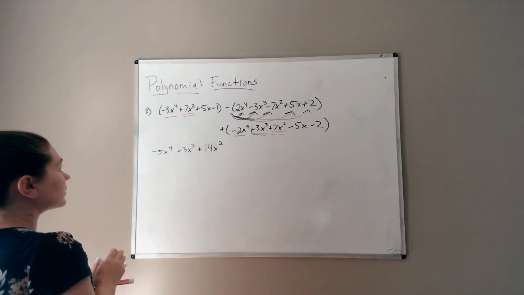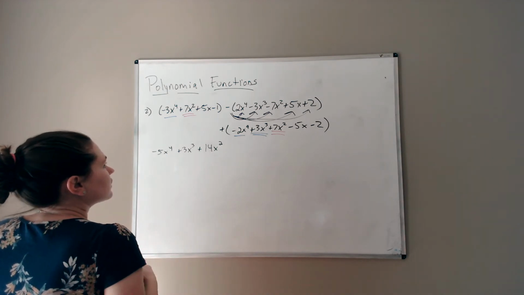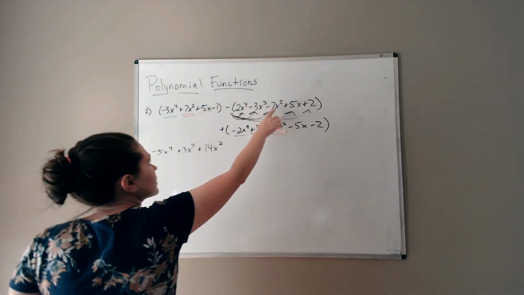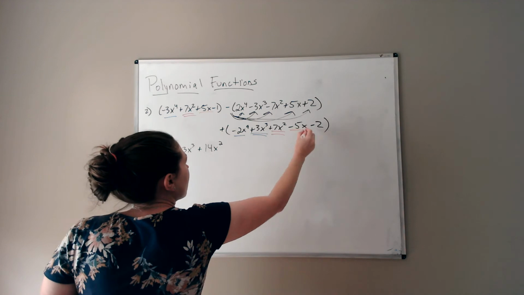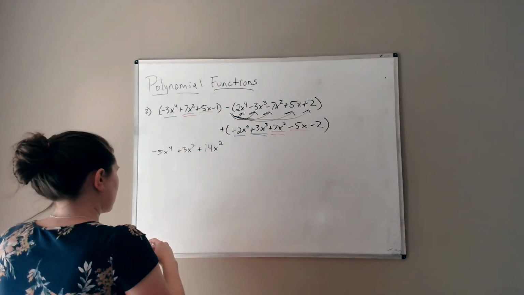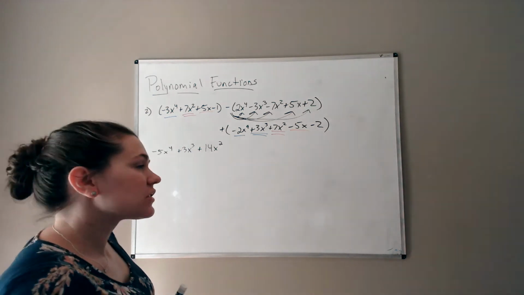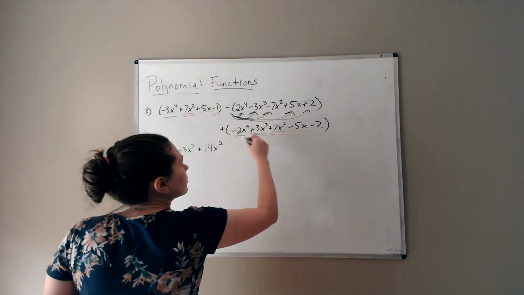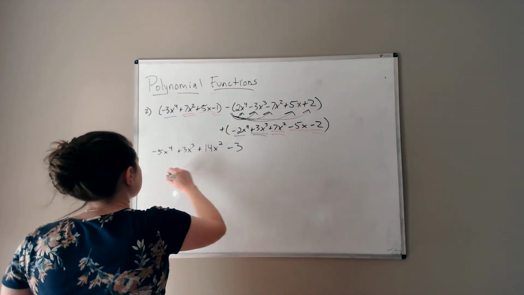Then we would look for our linear term. We've got 5x minus positive 5x. That's the same as 5x plus negative 5x. They're going to cancel each other out, so you don't have to write 0x. Okay, and then we've got negative 1 plus negative 2, and that's going to put us at minus 3.